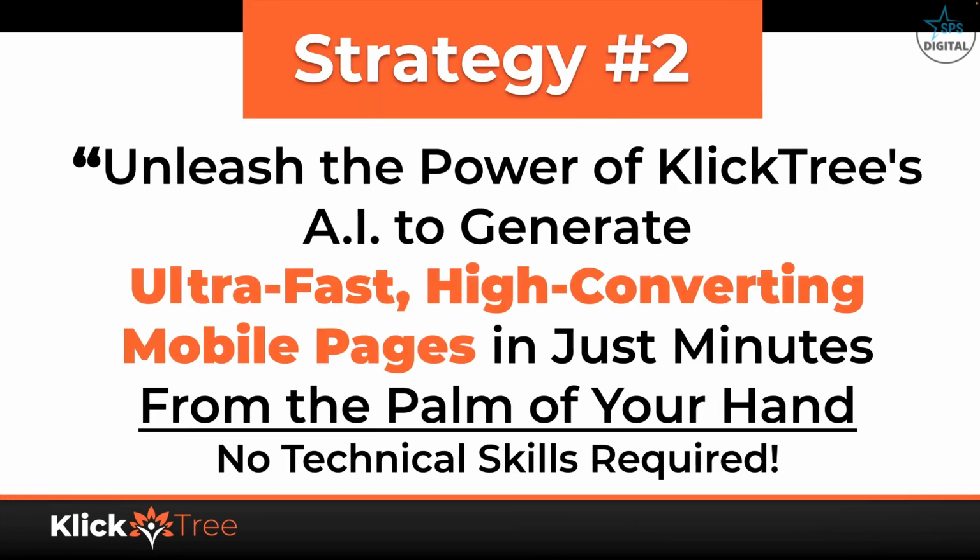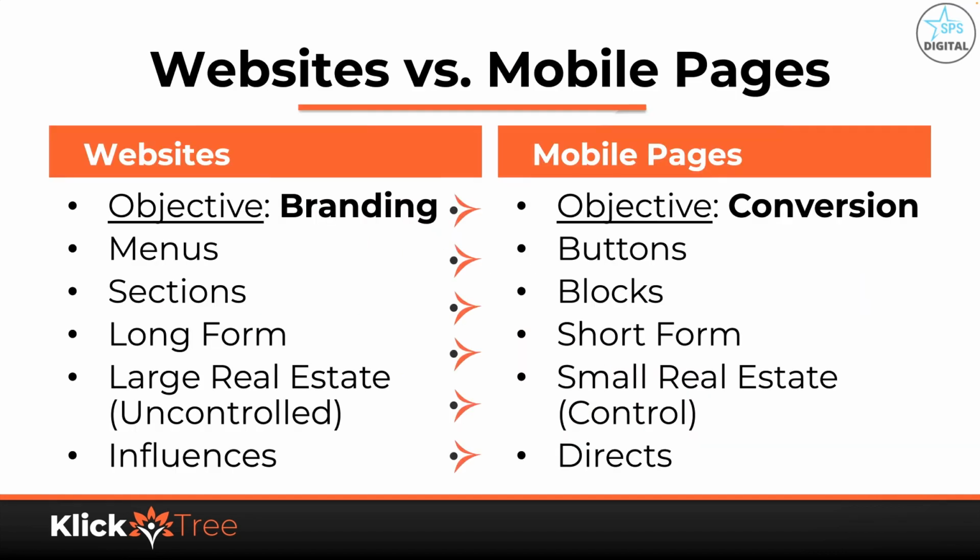Now, let's get into strategy number 2, because we all want to see ClickTree, right? So it's AI generated, it's ultra fast, and it's high converting. Okay, you can build that in minutes. Now, we got to understand that desktop pages and mobile pages are very different. The main objective of a website is branding. Websites don't become obsolete. They just become later in the process, okay? Especially when people want to get to know you. It's more for branding, okay?